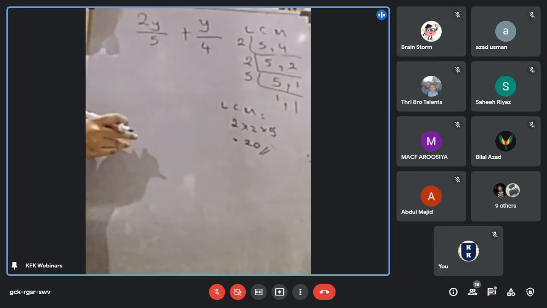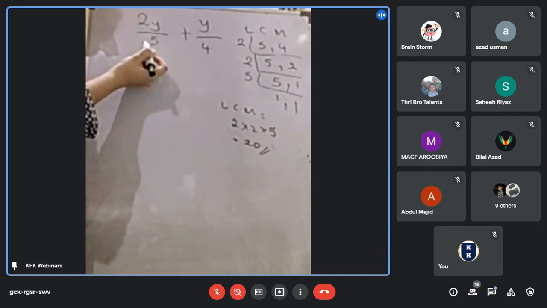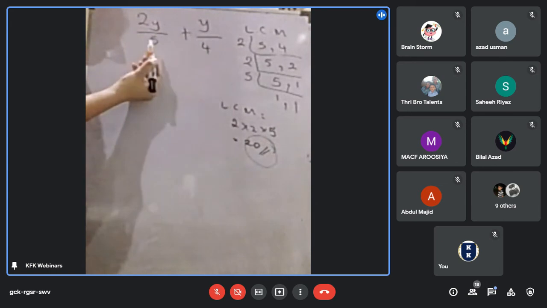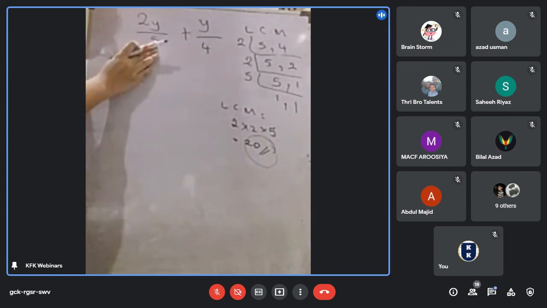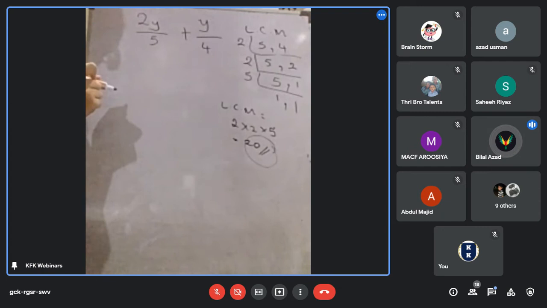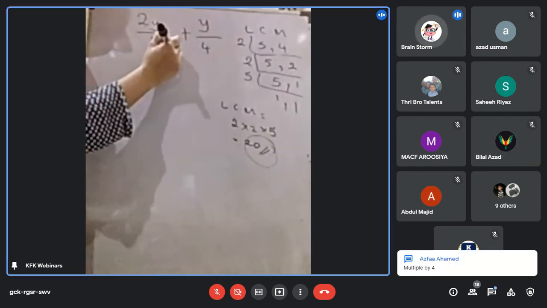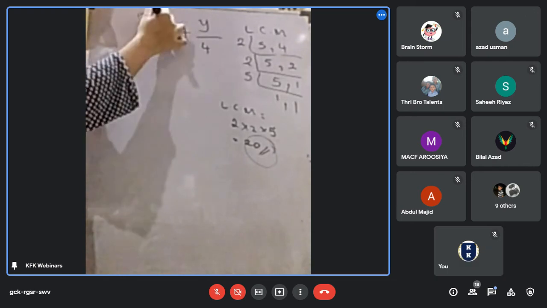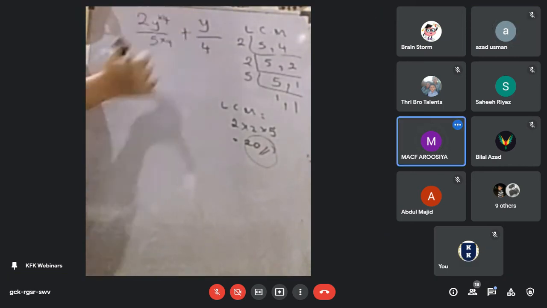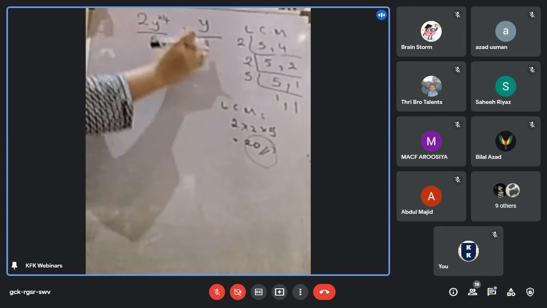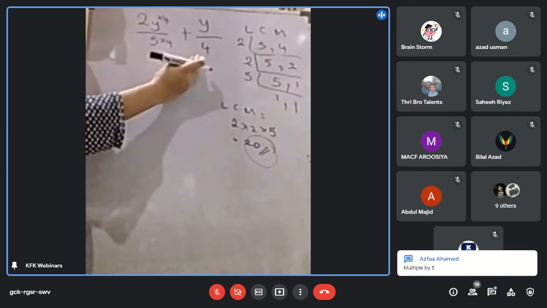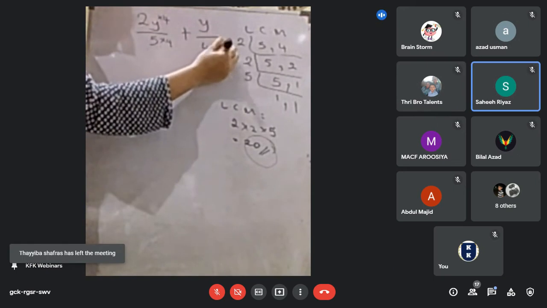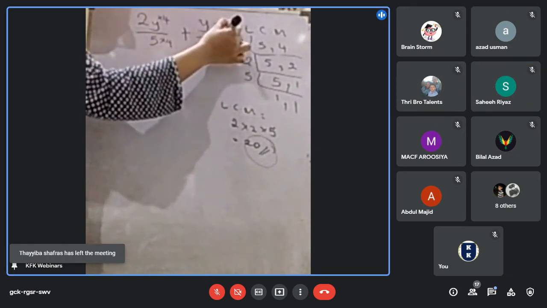Okay. So the next thing that you will be doing is converting the denominator to 20, because your LCM is 20. So to convert this denominator 5 to 20, what will you be doing? Multiply by 4. Yes, you will multiply by 4. So what will the numerator become? Also multiplied by 4. In the second fraction, what will you do? Multiply by 5. Therefore, the numerator will also be multiplied by 5.